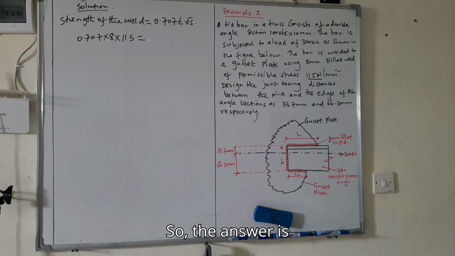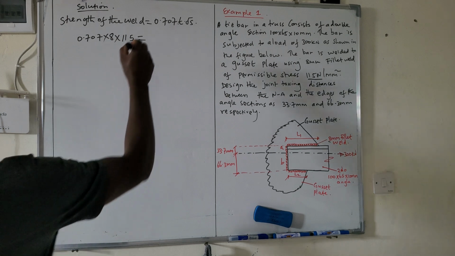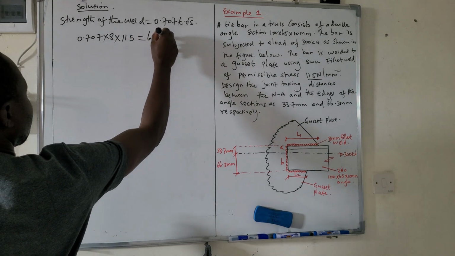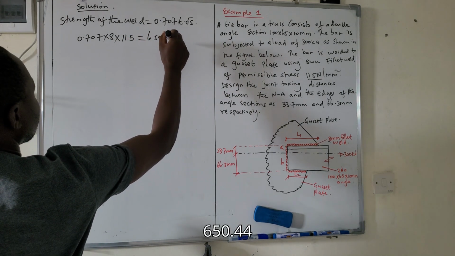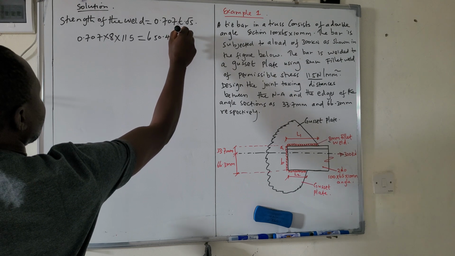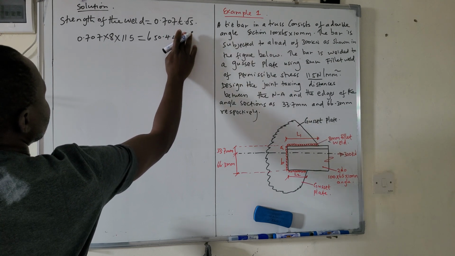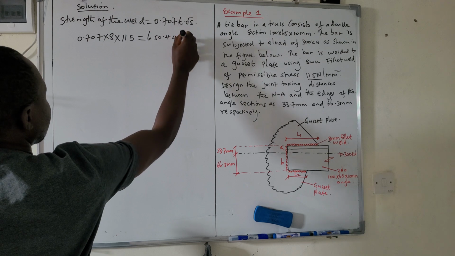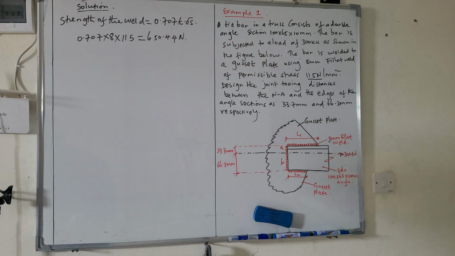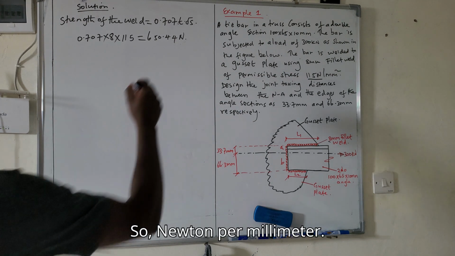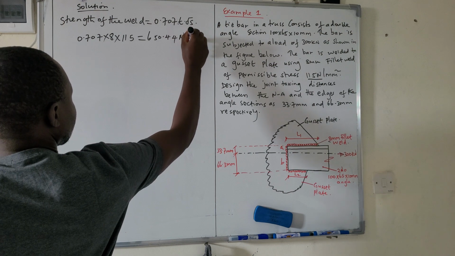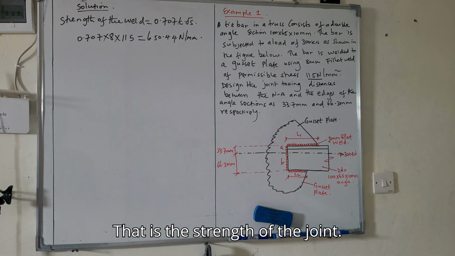Then you get your answer. So the answer is 650.44 Newton per millimeter. So that is the strength of the joint.